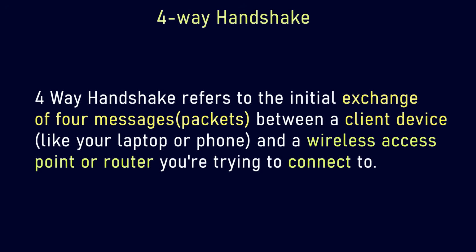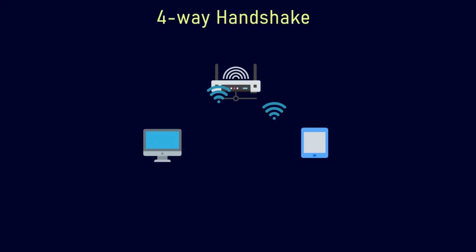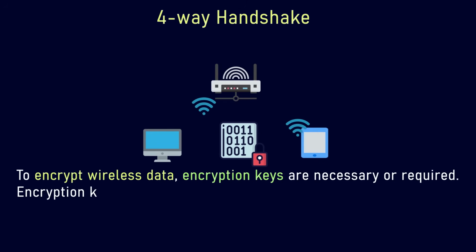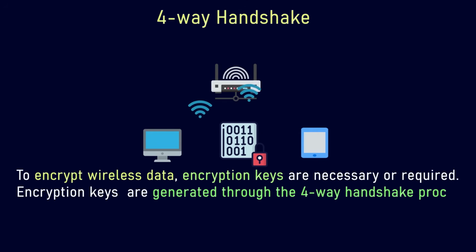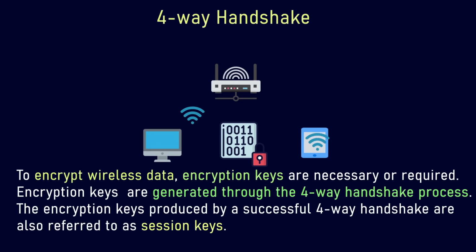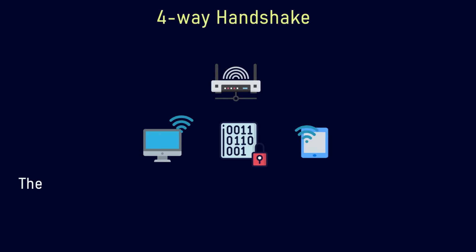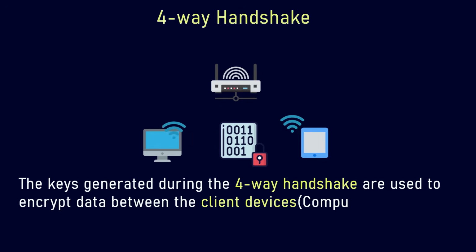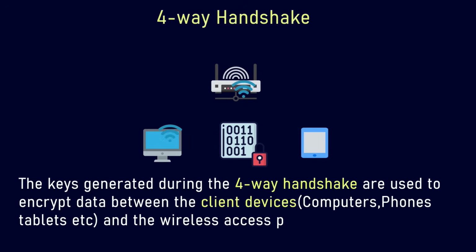As we discussed in the cryptography section, keys or encryption keys are used to encrypt data, right? So to encrypt wireless data, we need encryption keys. The four-way handshake is the process of generating encryption keys. Encryption keys generated by a successful four-way handshake are also known as session keys. The keys generated during the four-way handshake are used to encrypt data between the client device and the wireless access point.